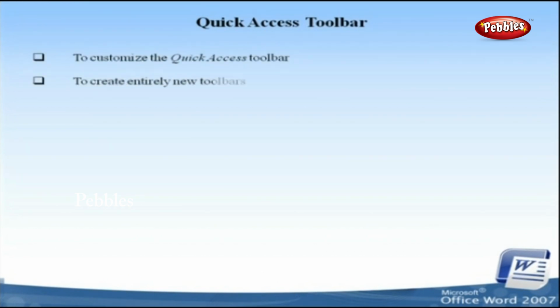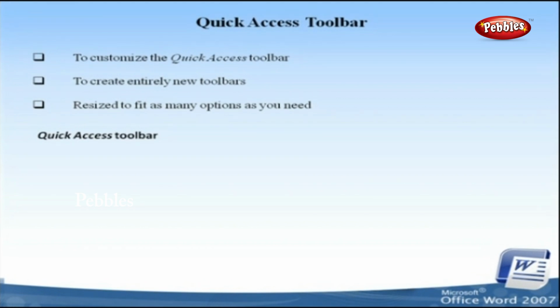Quick Access Toolbar. To help you work more efficiently, Office allows you to customize the Quick Access Toolbar or to create entirely new toolbars in certain programs. The Quick Access Toolbar is always visible on the screen and can be resized to fit as many options as you need. The Quick Access Toolbar is available in Word, Excel, Access and PowerPoint. It is always visible, no matter which tabs are active on the ribbon. If there are options that you use frequently with different types of tasks, you may want to consider putting them on your Quick Access Toolbar.